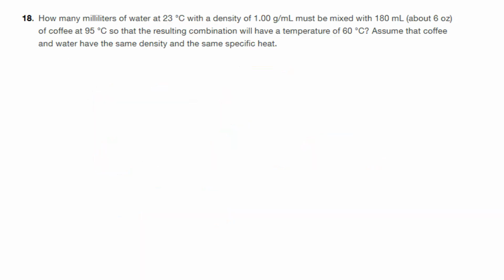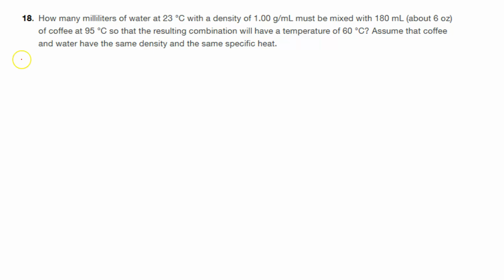Here's an example from the book. It reads, how many milliliters of water at 23 degrees Celsius with a density of 1 gram per milliliter, so that's just really saying that however many milliliters you have, that's how many grams you have, must be mixed with 180 milliliters of coffee at 95 degrees Celsius so that the resulting combination will have a temperature of 60 degrees Celsius. Assume that the coffee and the water have the same density and the same specific heat.